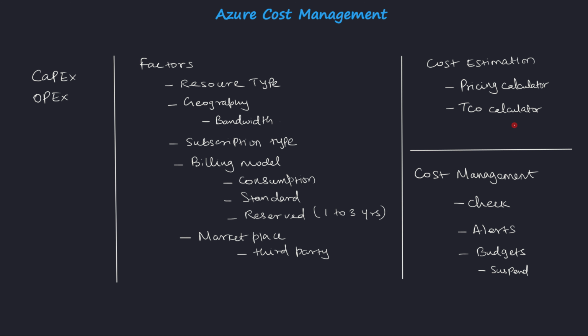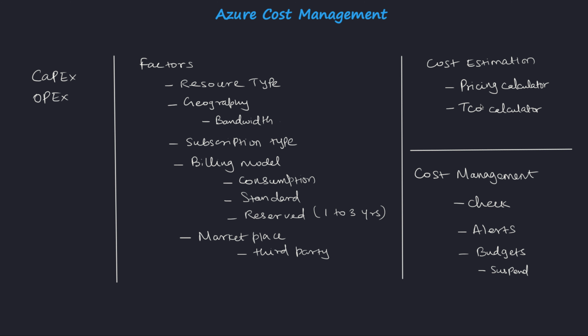The other one is called total cost of ownership calculator. This is useful to compare what kind of cost benefits you will get if you migrate from on-premises infrastructure to Azure. So you'll be specifying your on-premises infrastructure specification. Then Azure will be able to show you, if these things are moved into Azure cloud, what kind of cost benefits you will get. So that is what this total cost of ownership calculator is.